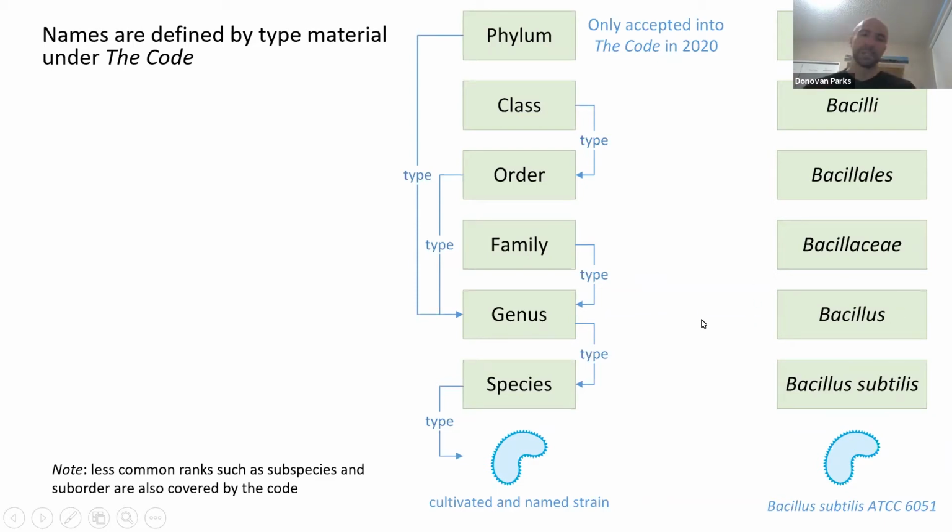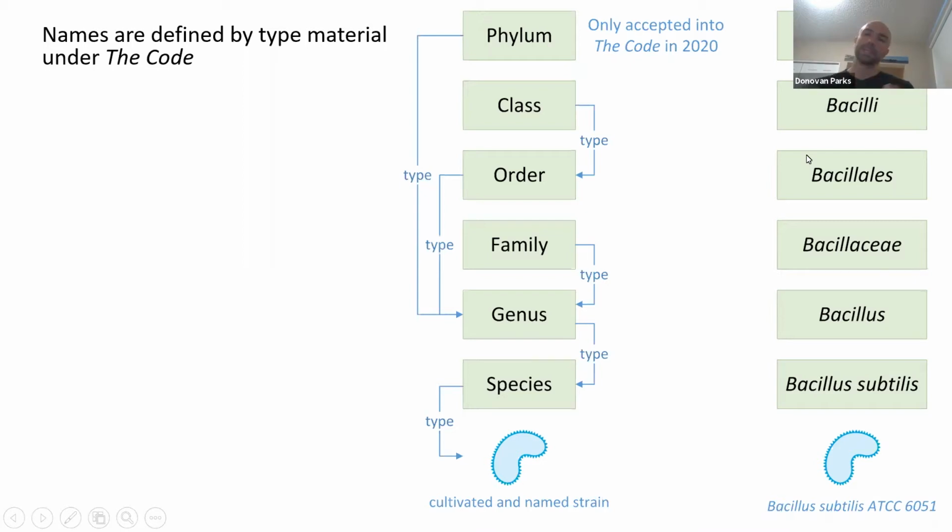Now, one interesting aspect of the code is that it has only recently covered the rank of phylum, in late 2020. So going back to our example on the right here, you can see that the phylum here is Firmicutes. That obviously doesn't follow the general naming convention here. So if this is going to get updated to follow the code, it should arguably be named Bacillota.